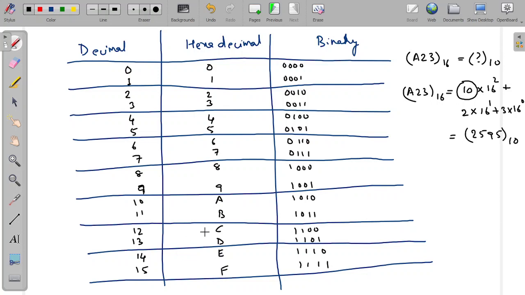So practice the conversions between decimal, hexadecimal, binary and then octal number systems. Okay, anything can be asked?